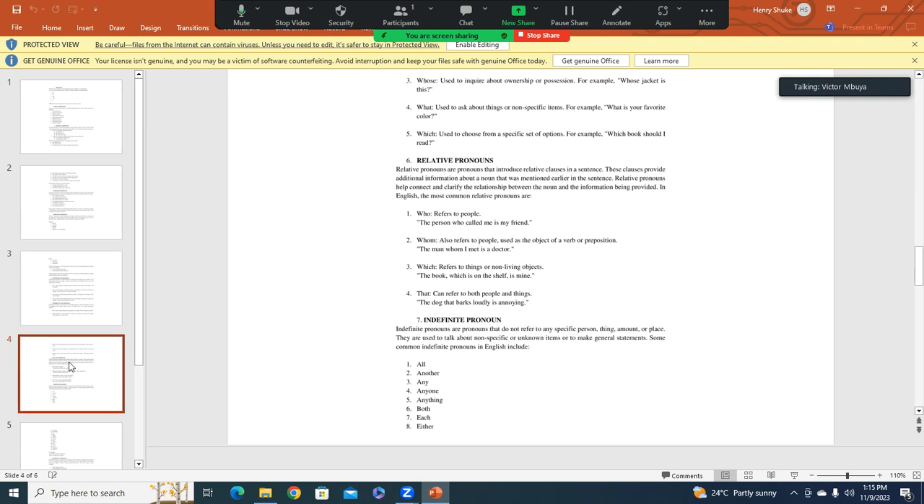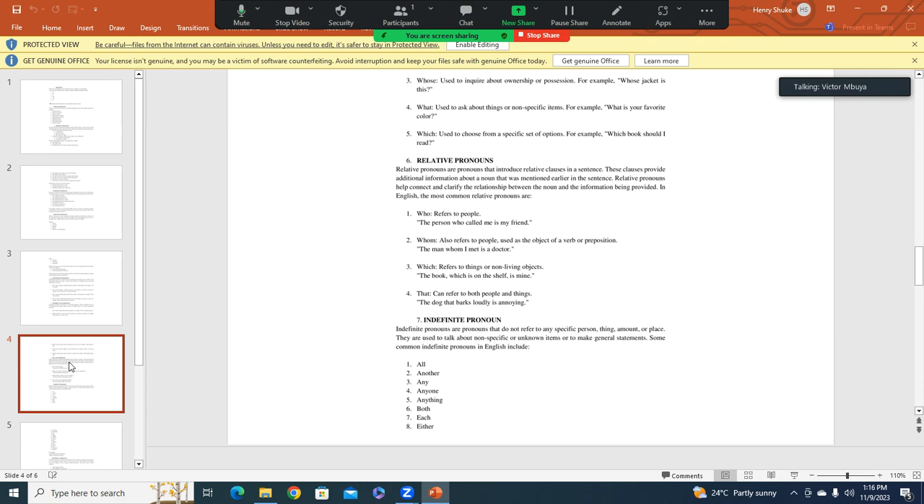Then thirdly, we have whose. So whose is used to inquire about ownership or possession. For example, whose jacket is this? Fourthly, we have what. What is used to ask about things or non-specific items. For example, what is your favorite color?